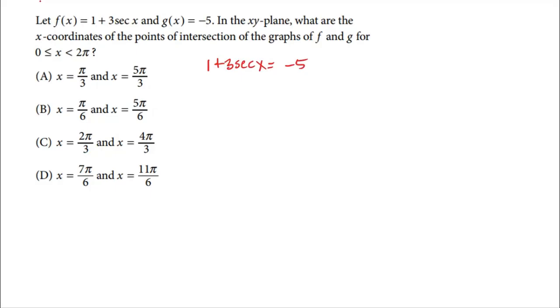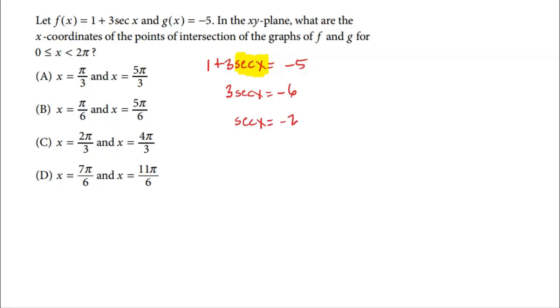All right, so when we're dealing with trig functions, the first thing we have to do is isolate the trig function. So I want to isolate the secant of x, and I'm going to subtract 1. That's going to give me 3 secant of x equals negative 6. Then I'm going to divide by that 3, and I get secant of x equals negative 2.